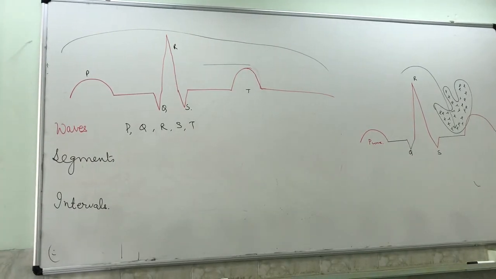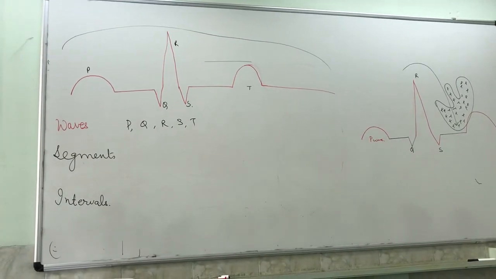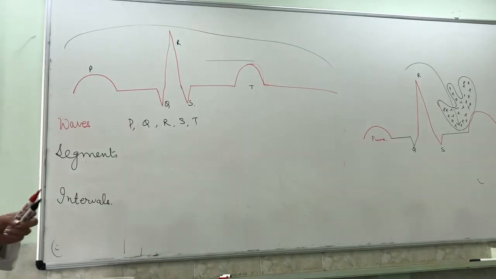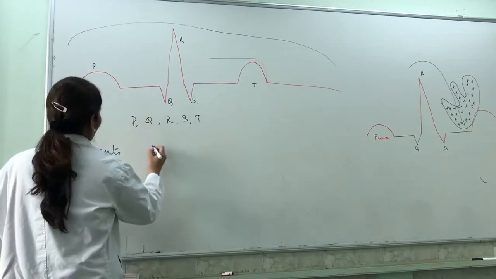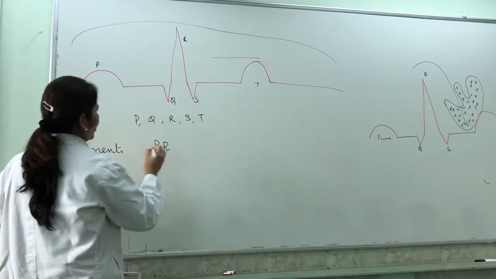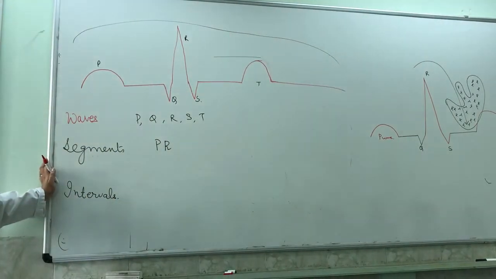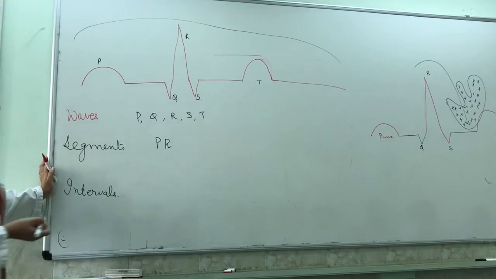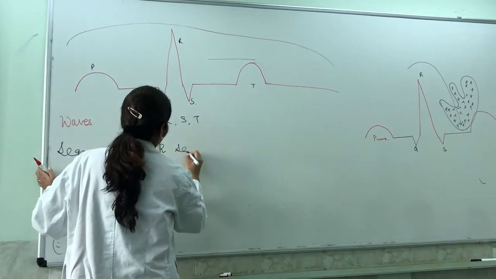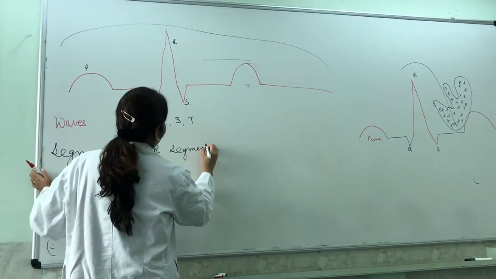What is the meaning of a segment? Segments are the isoelectric parts in the ECG. So what isoelectric parts do we have? The PR segment. Actually it should be called the PQ segment, but in most ECGs Q is sometimes not visible also. So we say it is the PR segment and the ST segment.